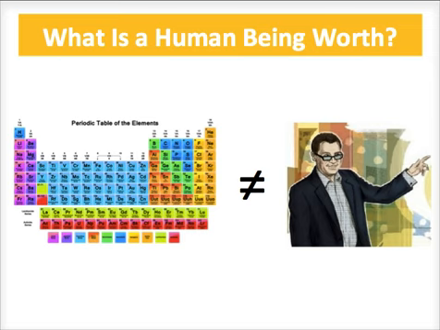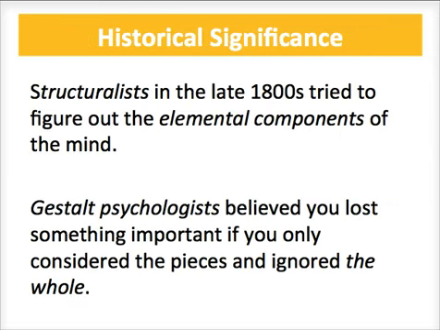This is Gestalt psychology. This is historically significant because it represents a battle with another of the early perspectives in psychology. The structuralists in the late 1800s were trying to figure out the elemental components of the mind. The Gestalt psychologists believed that you lost something important if you only considered the pieces, and therefore missed the whole, the Gestalt.